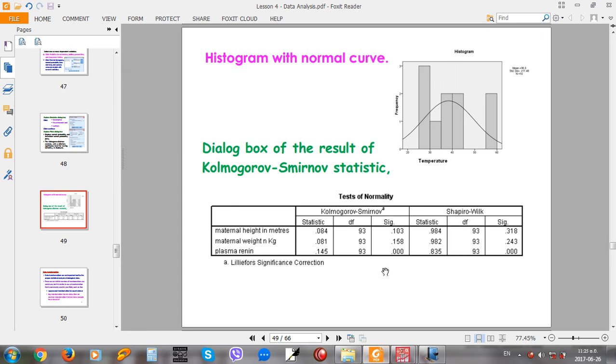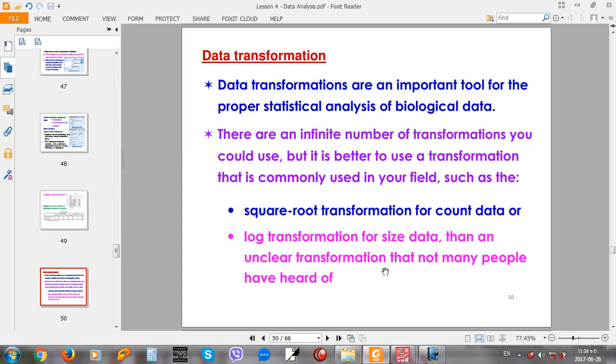So we will go to the next slide. Then data transformation, right. I told you how to transform the data in the previous lesson, but you don't know what the purpose of the data transformation is. Data transformations are an important tool for the proper statistical analysis of biological data.